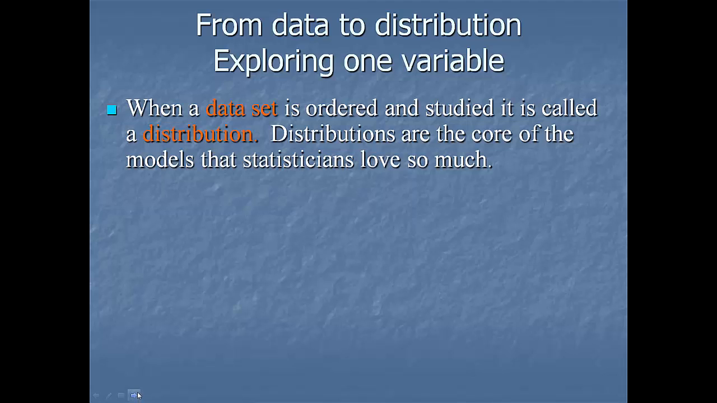When a data set is ordered and studied, it's called a distribution. That term is kind of hard to get a grasp of at first, but a distribution is really giving us a sense of capturing what is going on within a data set. And that's at the core of the models that statisticians love so much. So models are ways that we summarize data.